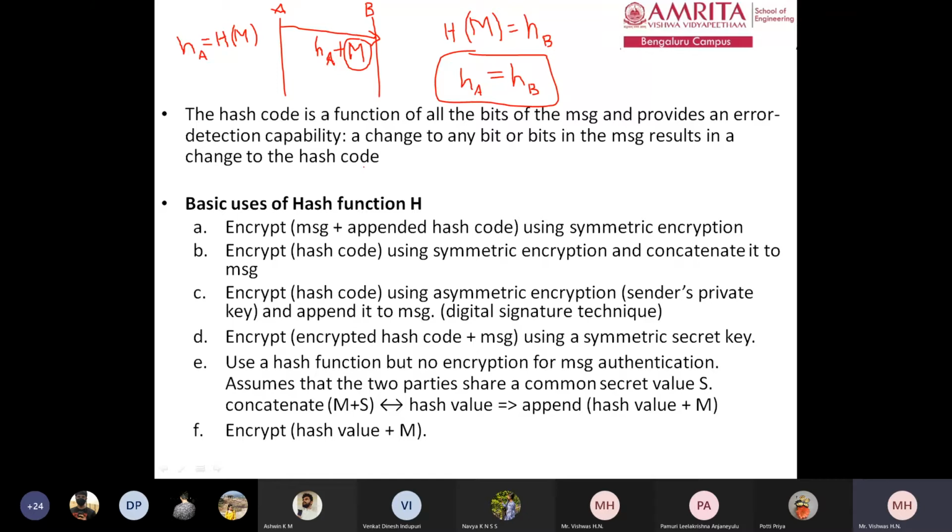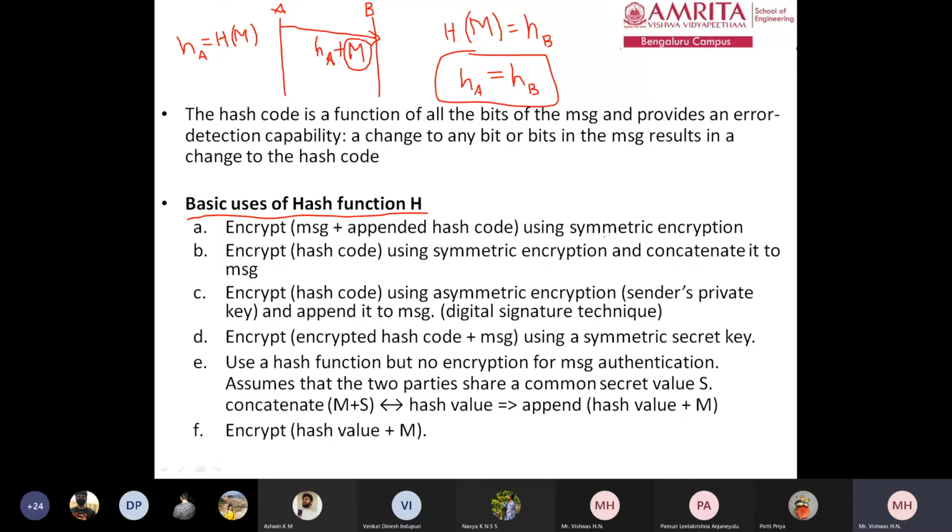Basic uses of hash function. Encrypt. What you are encrypting? The message and appended hash code using symmetric encryption. Is that clear? That means symmetric key encryption, asymmetric key encryption. Keep this in mind. Symmetric key means both sender and receiver are using the same key to encrypt and decrypt the data. Asymmetric key encryption means you are not using the same keys. You might be using different keys like a public and private key pair.